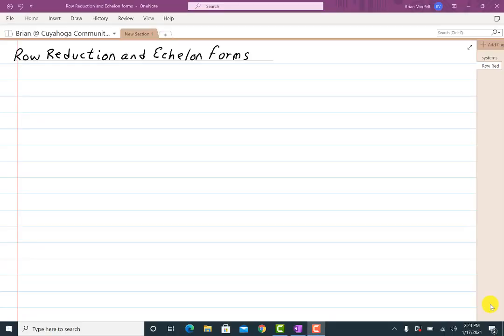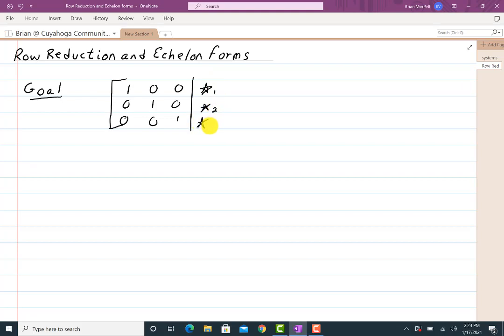Today's video will focus on the things that we do to try to solve a system of equations using augmented matrices. When we use an augmented matrix, we have a goal in mind, and it looks like this. Let's just pick one that has a 3 by 3 system. And then, I don't know, we got answers over here. This is ultimately our goal.